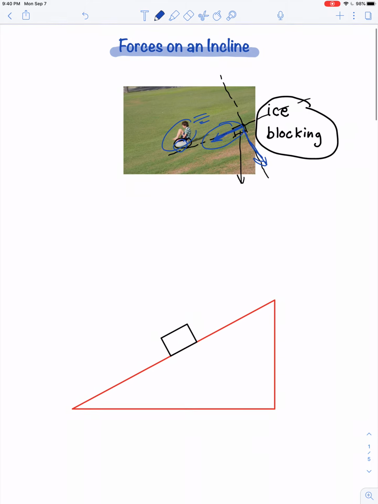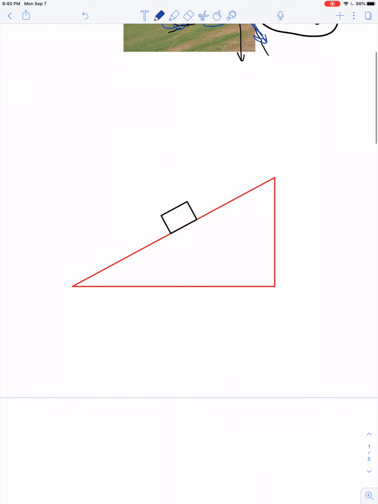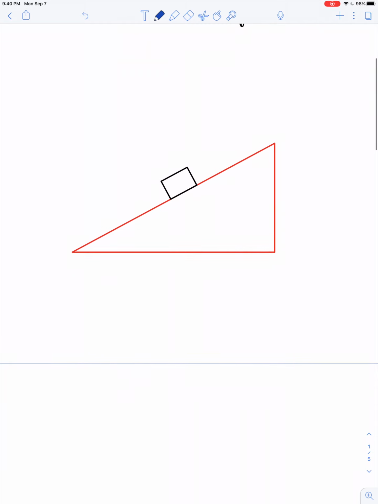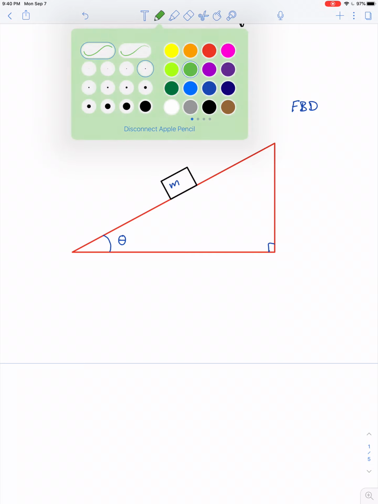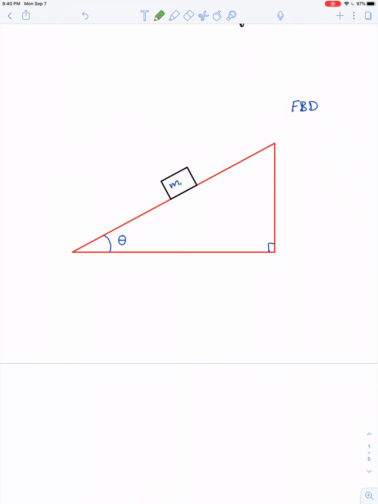So let me diagram that a little better. Let's think about all the forces acting on a block of ice with a mass of m, sitting on a hillside inclined at an angle of theta. We can make a force diagram or a free body diagram. The difference is that on a force diagram, you just draw all the forces on the actual picture. So pulling down at the center of the block is the force of gravity.